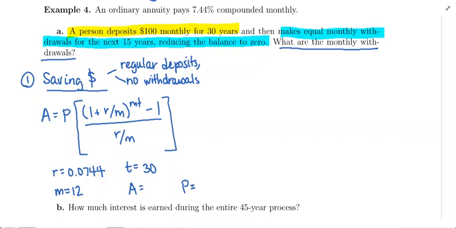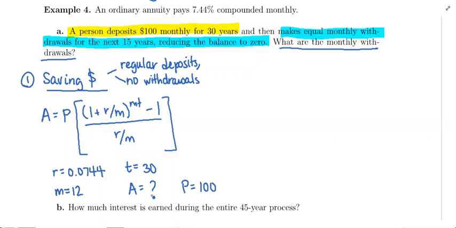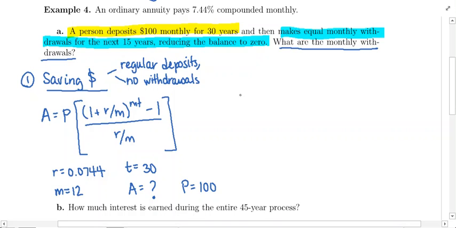Out of those two, we know the P value. The person is contributing $100 a month. We're trying to figure out the account balance, meaning at the moment they retire, how much is in that retirement account? All right, let's plug everything in. Here we are looking for A.